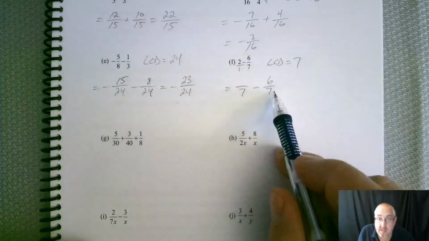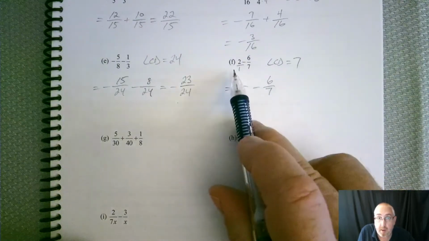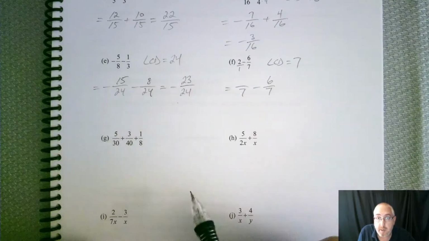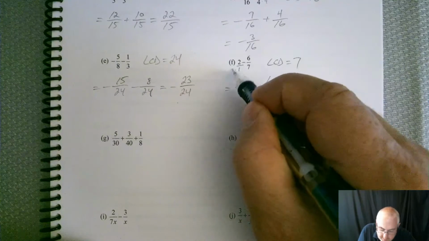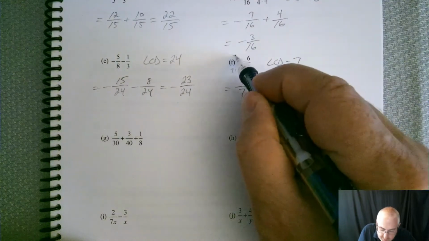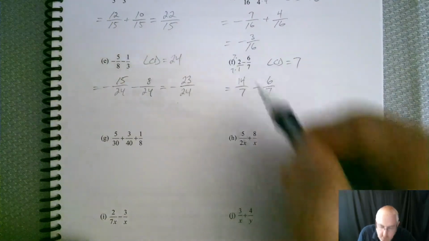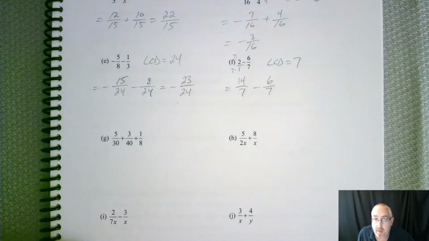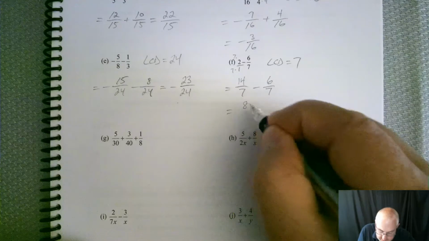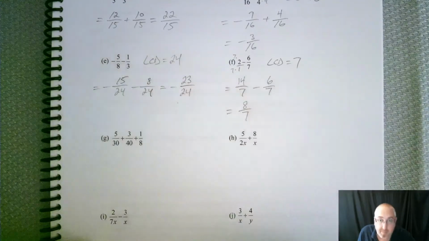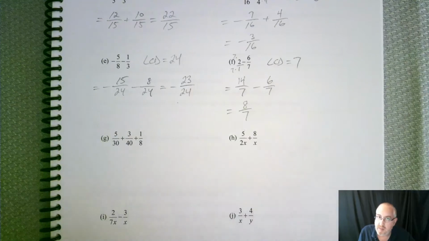So our second fraction stayed the same, but what's our new top going to be? Our new numerator. If we had to multiply this by 7, which means we had to multiply the top by 7, so we better get a 14 on top. So now 14 minus 6 is 8, and we keep the same 7. And again, it's improper, but we'll fix it later.